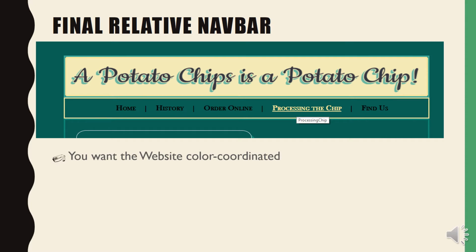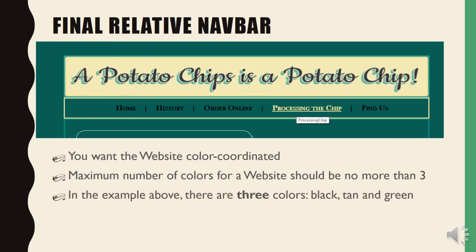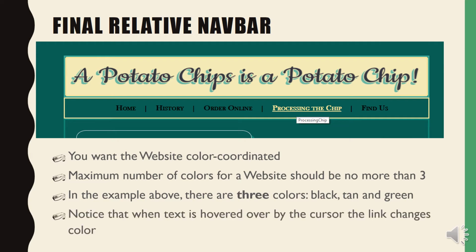You want to make sure your website is color coordinated. You want the maximum number of colors for a website to be no more than 3. In the example above, there are 3 colors: black, tan, and green. Notice that when text is hovered over by the cursor, the link changes color.